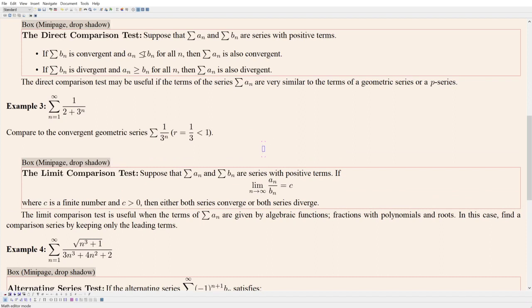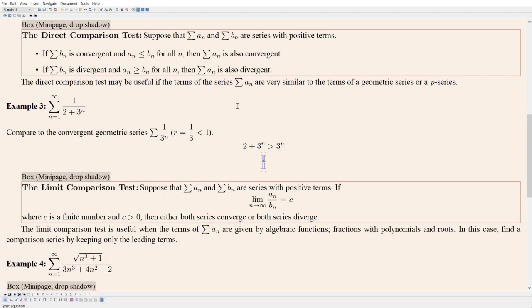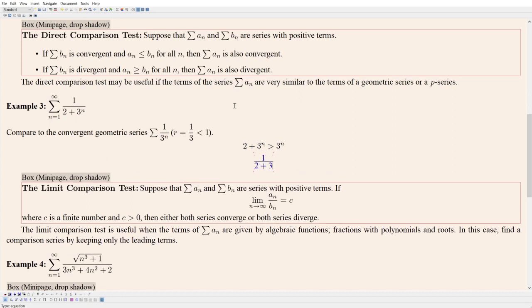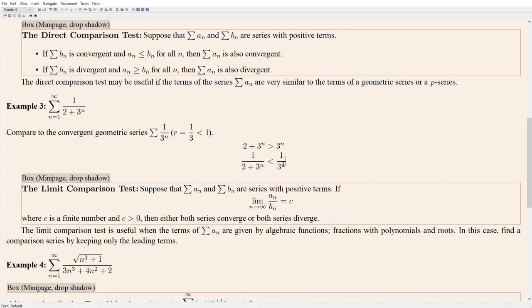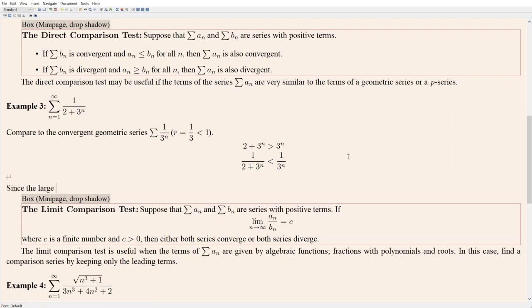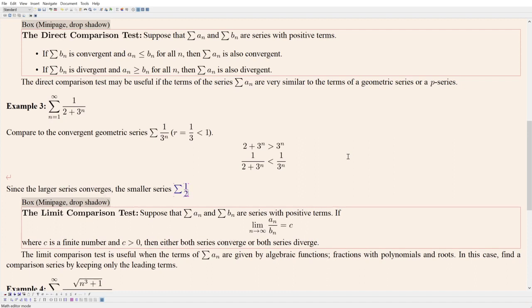So we want to make some sort of inequality. So start with an obvious fact. So clearly 2 plus 3 to the n is larger than 3 to the n. Now 2 plus 3 to the n is in the denominator, so that means we have to reciprocate. And reciprocating is going to flip the inequality. Okay, so the larger series converges, that means the smaller series has to converge as well. The smaller series, of course, being the one that we are interested in.